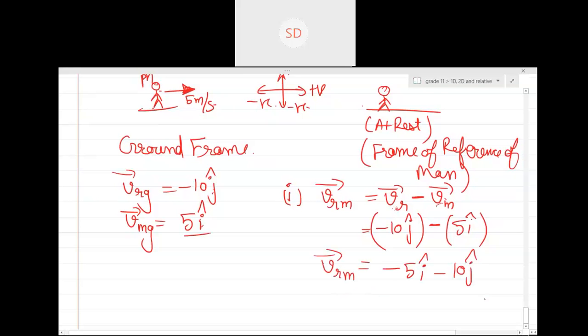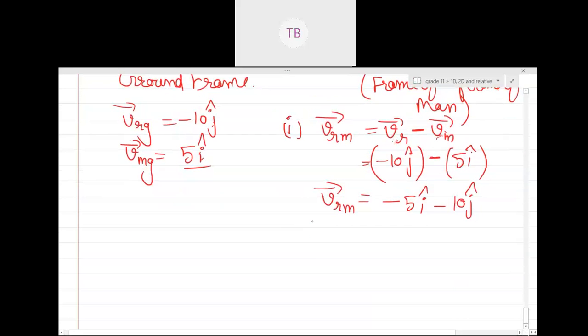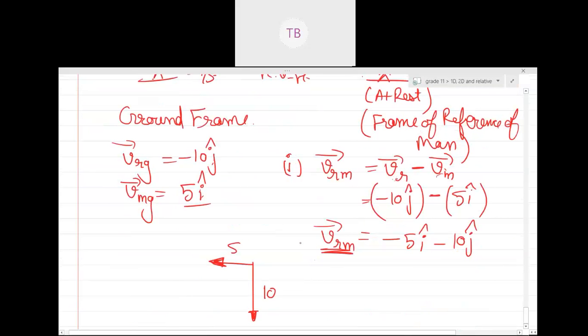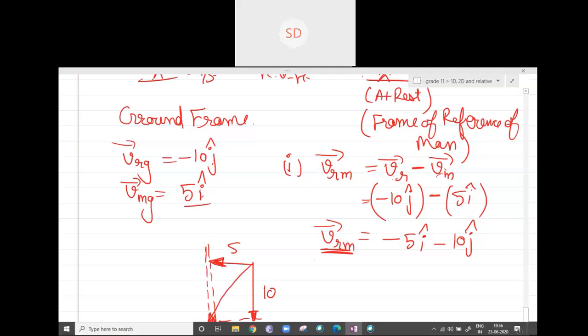Can anyone draw this vector for me? Can you see negative 5 i cap? So what are we finding in this? We are trying to find out the velocity of rain with respect to man. I have asked, when he's running, what is the direction of rain with respect to man? Theta, basically. Suppose this is the velocity of rain with respect to man.